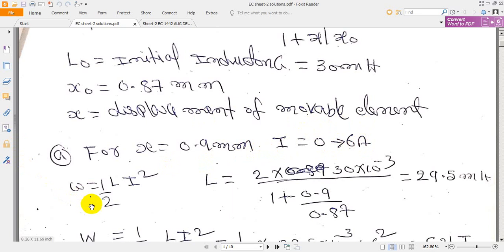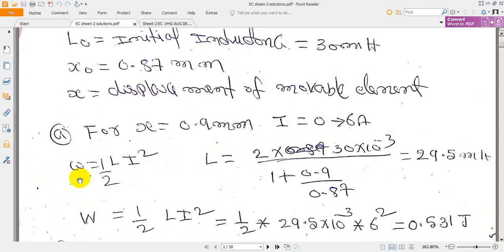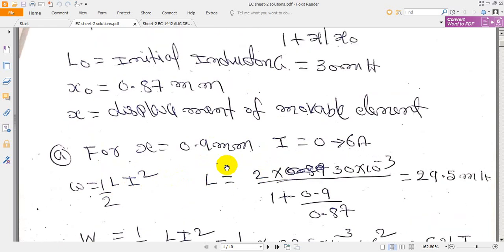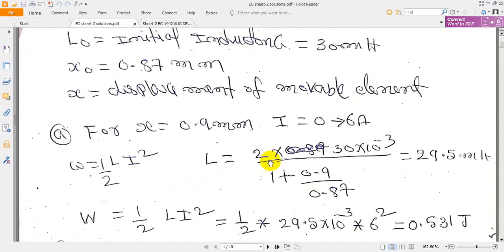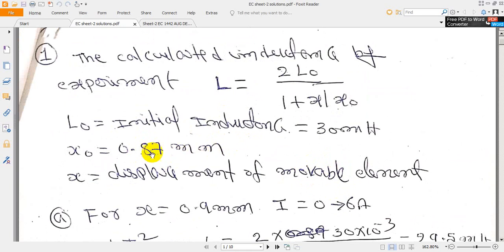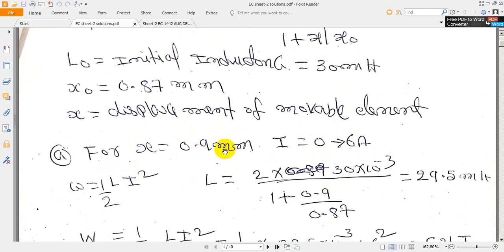Now what we need to evaluate is the energy stored. Energy stored is given by half L I square, half into the inductance value into the current squared. First let us calculate the inductance. L is equal to 2 L0 divided by 1 plus X by X0. X is 0.9 mm and X0 is 0.87 mm. Both are in millimeters, so the 10 power minus 3 cancels out. You get 0.9 by 0.87, and finally 29.5 millihenries. This is the inductance of the circuit at a distance of 0.9 mm.